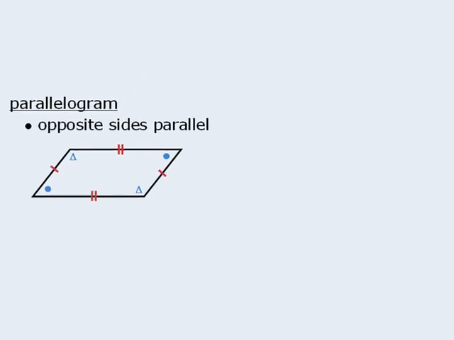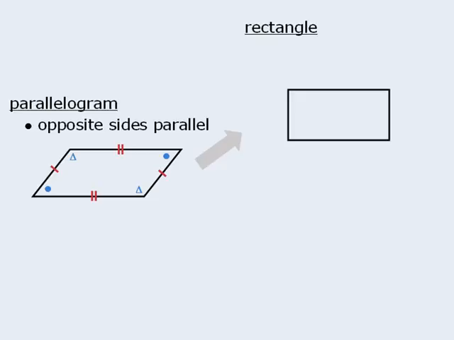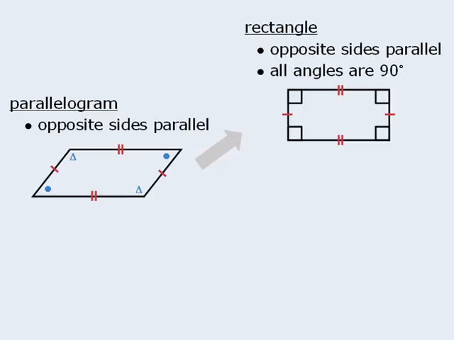Now, a special type of parallelogram is a rectangle. A rectangle is a type of parallelogram because its opposite sides are parallel, its opposite sides have the same length, and the opposite angles are equal. In fact, the opposite angles are not only equal, but every angle is equal to 90 degrees. So a rectangle is a type of parallelogram that happens to have four equal angles of 90 degrees each.